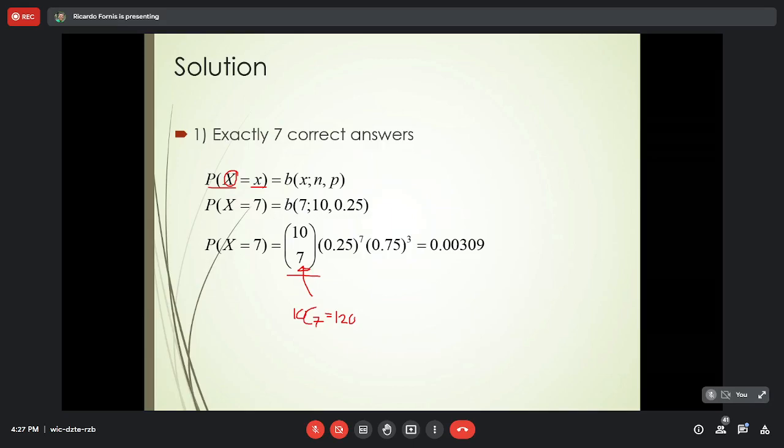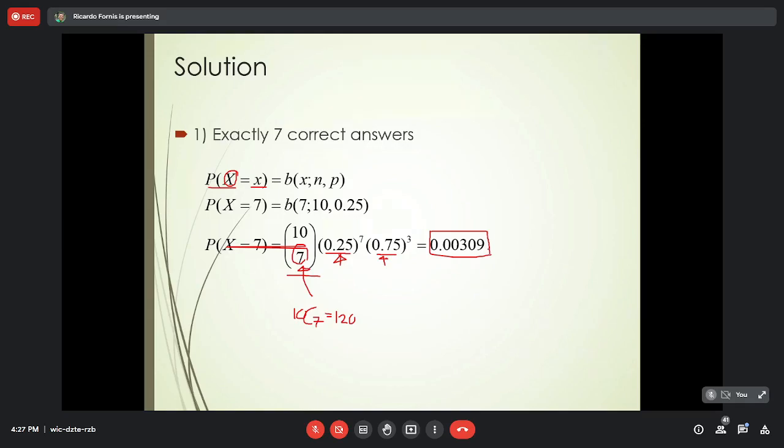And what shall we do with the 7 items, the 7 successes? The probability of obtaining a correct answer is 0.25 to the power 7. This is the probability of getting a wrong answer, and there are 3 wrong answers. That means the probability is 0.00309.